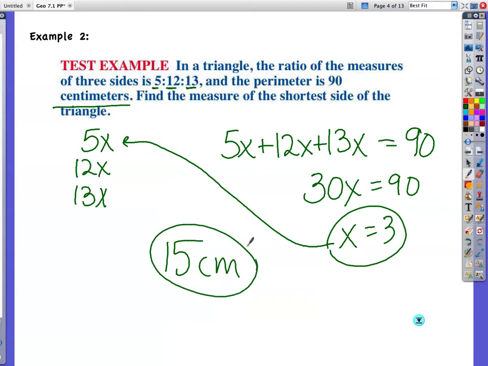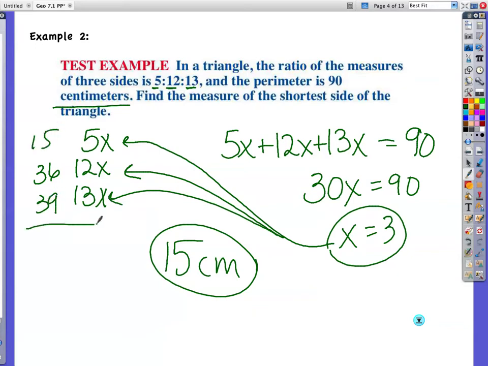And just for fun, because you know math is fun, if you need to find the other two sides, 12 times 3 is 36. You can take 13 times 3, which is 39. And if you added these all together, oh my gosh, what would you get? 90. Right? If you want to check that out, that'd be great. And that's how you can check your work on a quiz or a test.